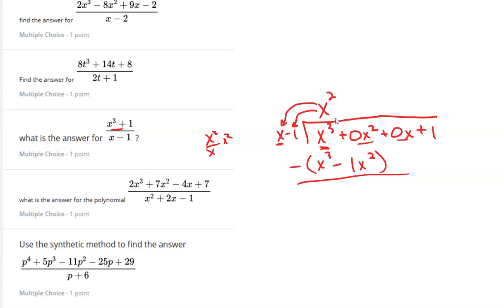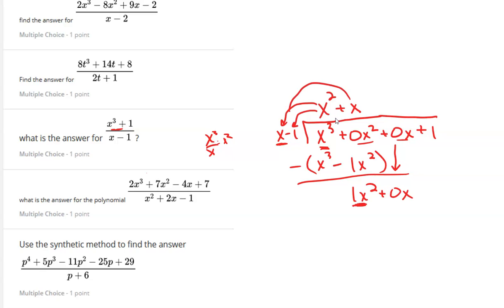And then 0 minus negative 1, that is actually a plus 1. That is positive 1x squared. And then I bring down this 0x, plus 0x like that, and I start the process again. I'm going to look at this x squared and x. What is x squared divided by x? That would be positive x, like that, plus x.